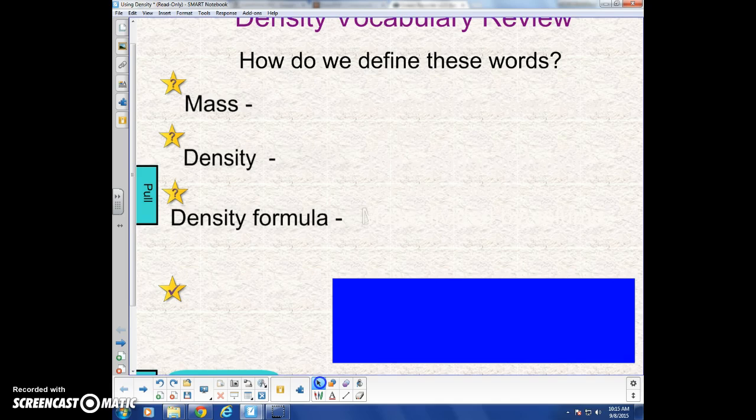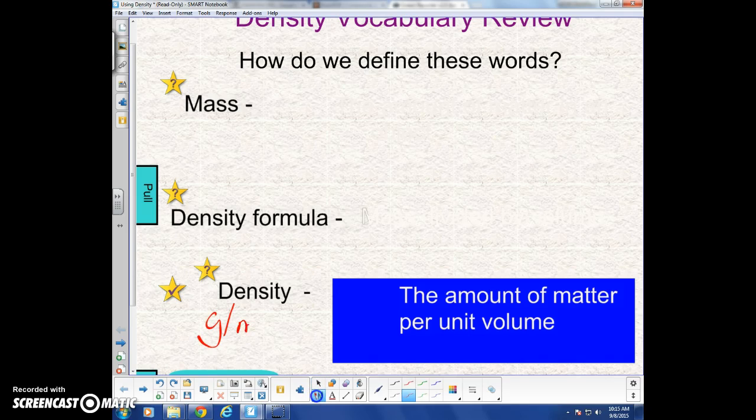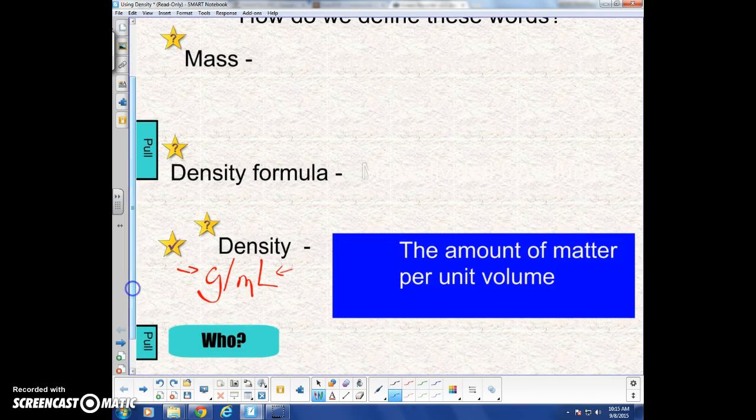Density is a combination of volume and mass. It's actually the amount of matter per unit of volume. So in the science classroom, if we're measuring the density of a liquid, we might use grams per milliliter. So a unit of mass combined with a unit of volume. If we're measuring the density of a regular solid object, we might use grams per cubic centimeter.